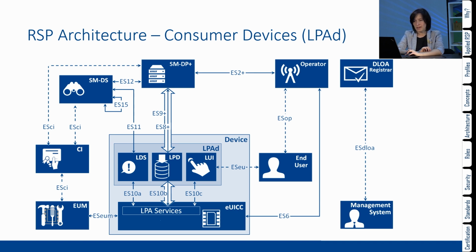There are some separate components inside of the LPA: the LDS, LPD, and LUI. LUI stands for the Local User Interface. LPD stands for the Local Profile Download, and LDS stands for the Local Discovery Service. Each is the corresponding part to the entities with which it communicates. For example, the LUI is for the communication with the user interface. And inside of the EUSSC we also have the according services.